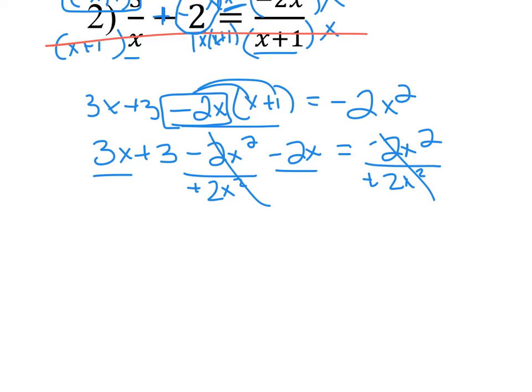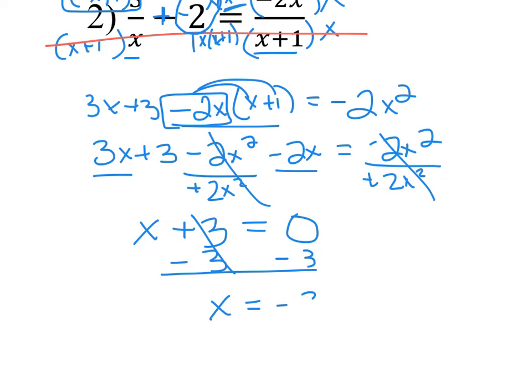These two are like terms, so that's just 1x or x. 3 is here. There's no like terms for the 3, and then it's 0. So I have to solve for x, so subtract my 3, and x is negative 3.